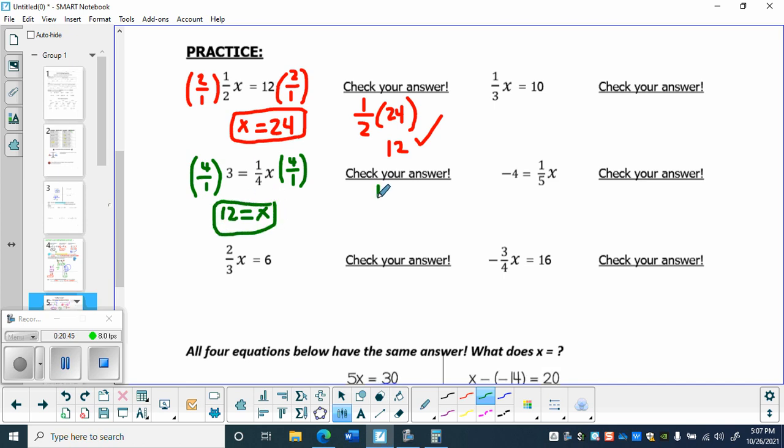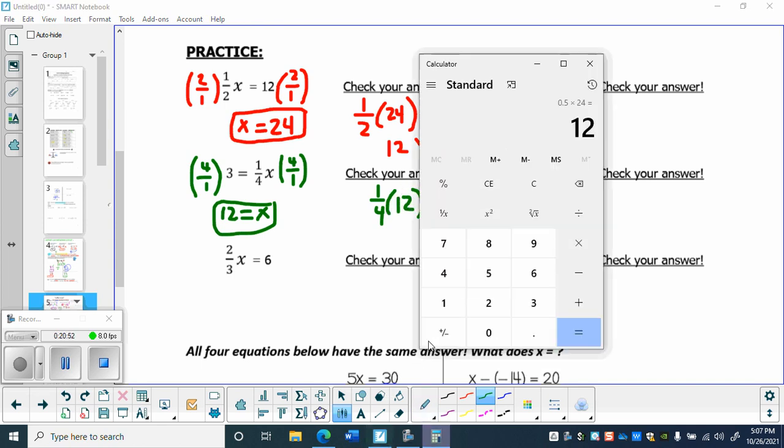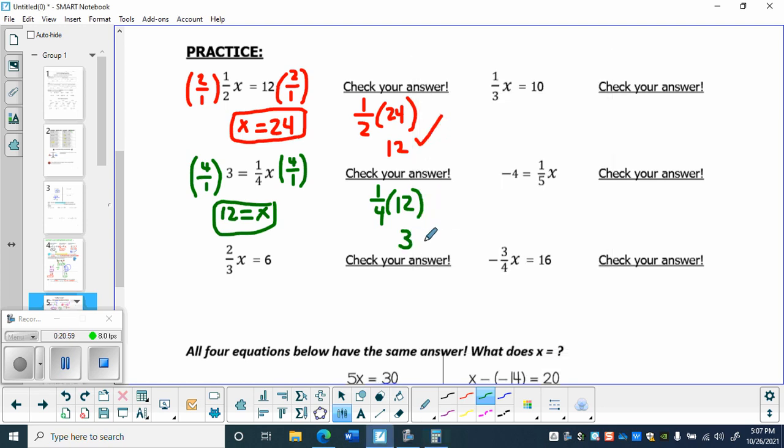So what we're saying then, y'all, is that a fourth of 12 should be 3. Let's check. A fourth of 12. So a fourth is 0.25 times 12. We do get a 3, which is what we wanted right there. So we're all set. All right, let's kick it up a notch here. We've got 2/3 of some number is 6. So I see my fraction coefficient. I'm going to multiply both sides by its reciprocal, which is a 3/2.